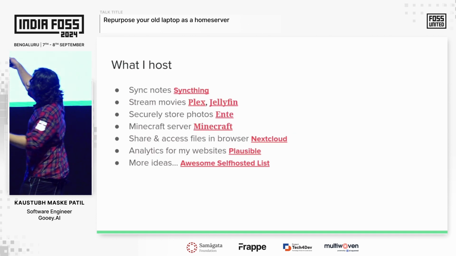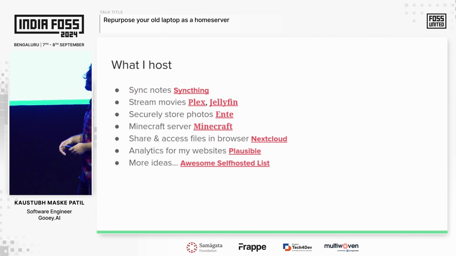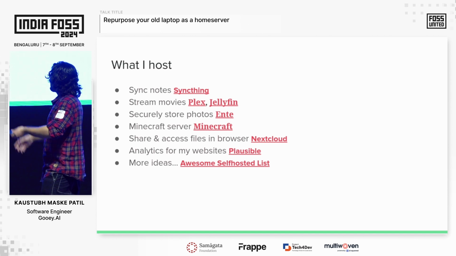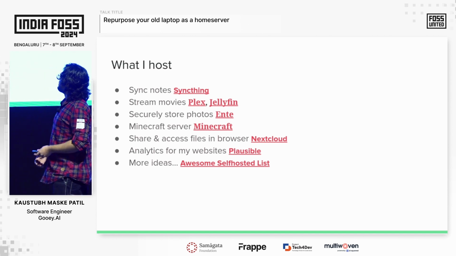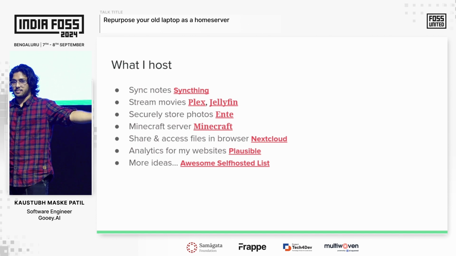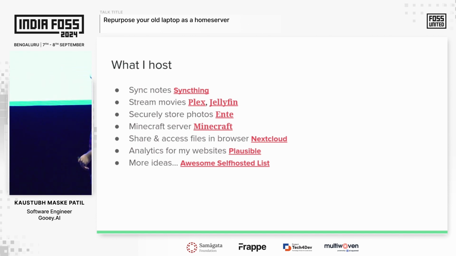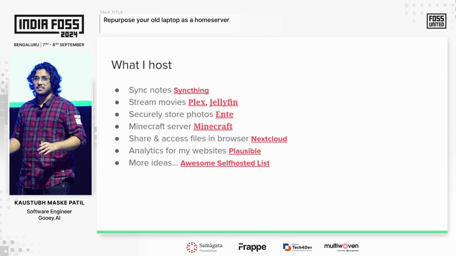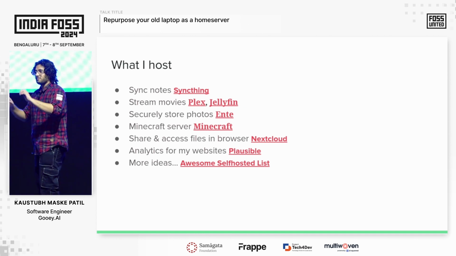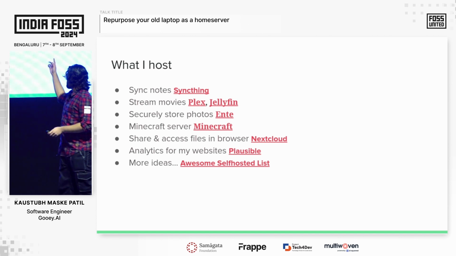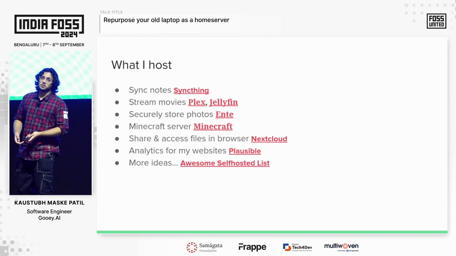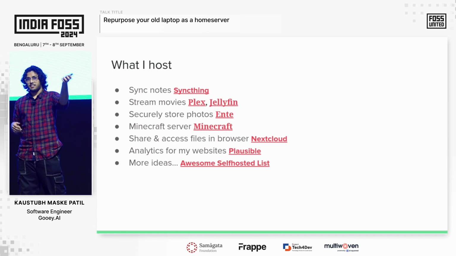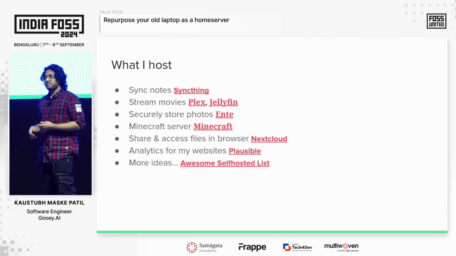So what I host, these are real use cases apart from all the jokes that I can make. One use case that I really like, with all these simple quality of life improvements, is I can sync notes across all of my devices. This is with Syncthing. I can stream movies, so you can pirate whatever you want. You can have watch parties with your friends, and you can do it without subscribing to OTT services. This is Plex or Jellyfin. You can securely store your photos in an encrypted manner with Ente. They had a talk in the morning, and they also have a booth. So definitely go check them out.